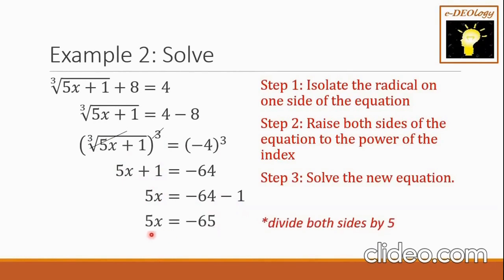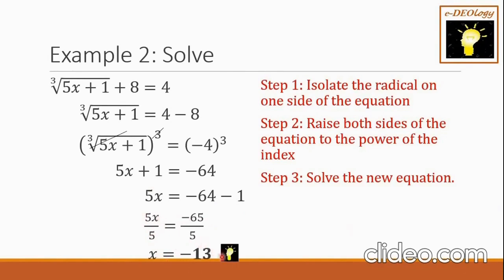And then we're going to divide both sides by 5 so that we will isolate the x. So when we cancel the 5 and the 5 on the left side, only x comes down. Then the negative 65 divided by 5 is negative 13. So this is our final answer.